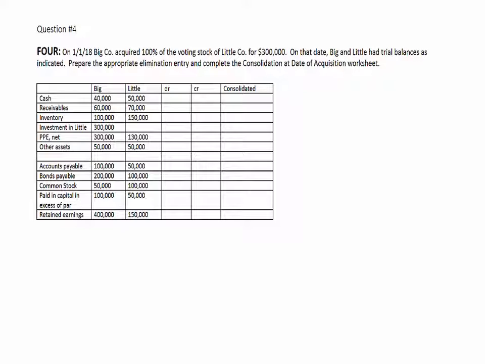On January 1st, 18, Big Company acquired 100% of the voting stock of Little Company for $300,000. On that date, Big and Little had trial balances as indicated below. Prepare the appropriate elimination entry and complete the consolidation at date of acquisition worksheet.